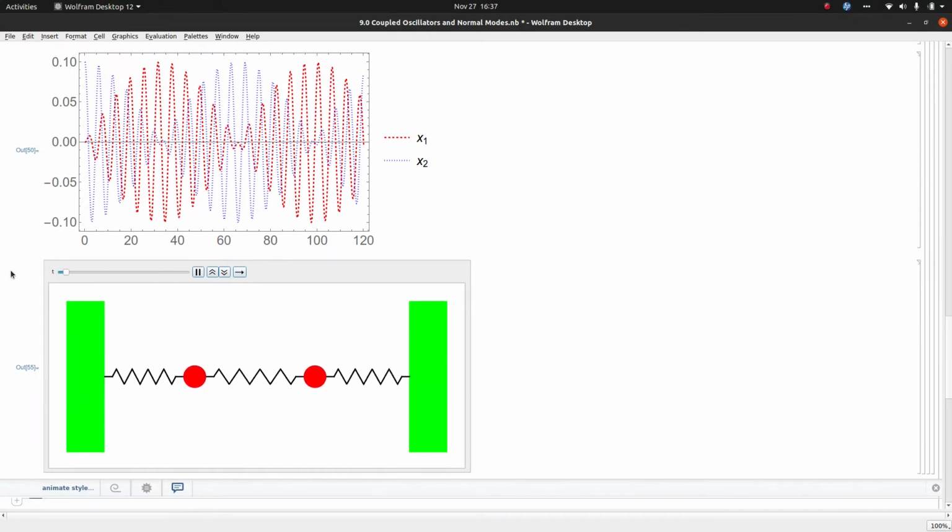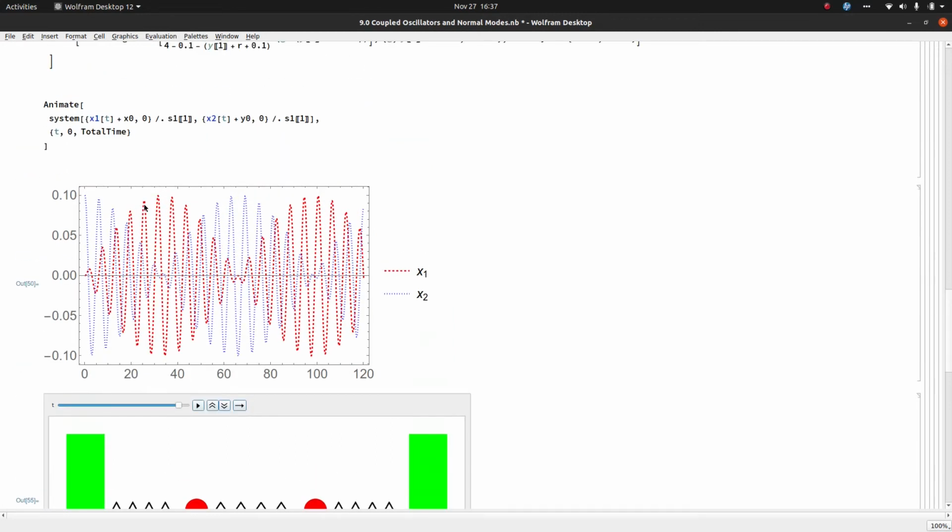We'll go from the beginning. So you can see it. Mass 2 is oscillating. Mass 1 starts to oscillate. Mass 2 slows down. Then mass 2 starts to oscillate. Mass 1 slows down. And they couple back and forth, and they transfer energy back and forth between the two.